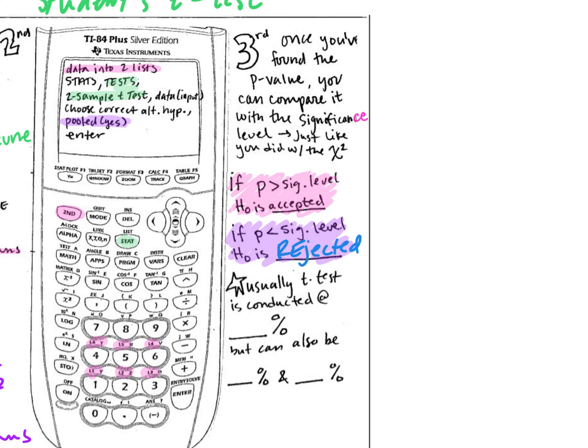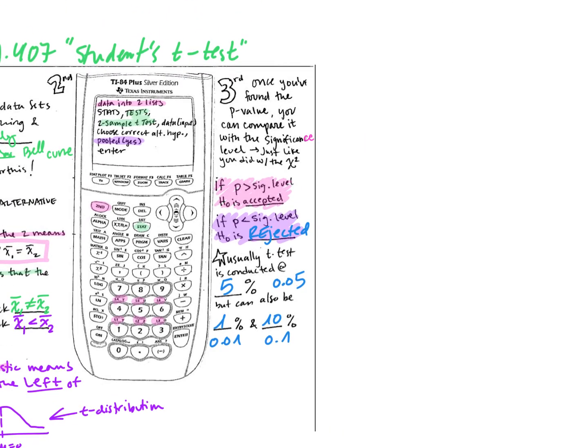Usually the t-test is conducted at the 5% level, but it can also happen at 1 and 10. So remember that this is 0.05, 0.01, 0.1. Just so this would be accepted, this would be rejected.